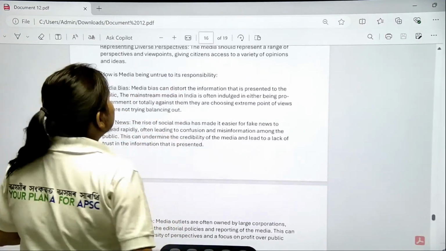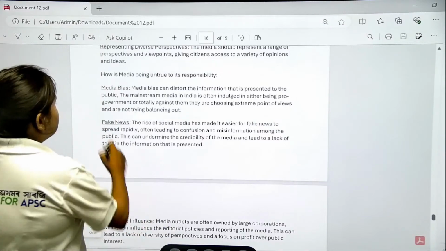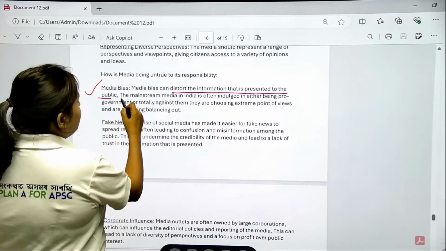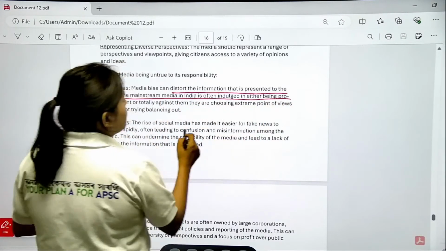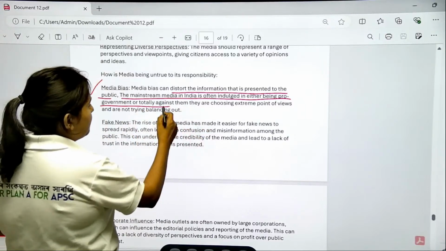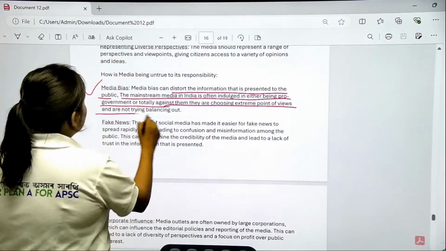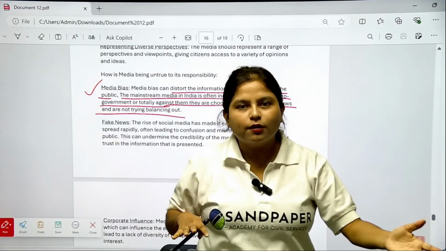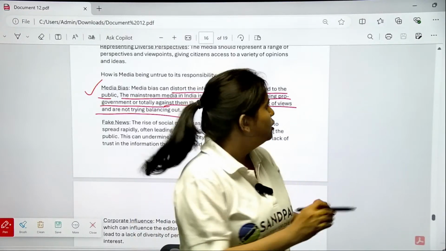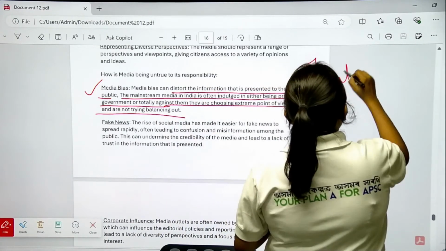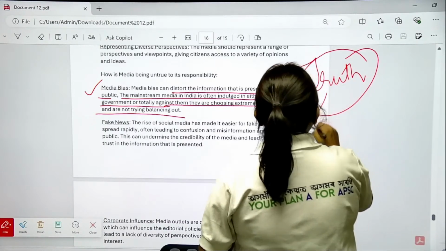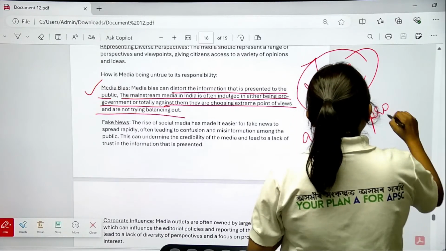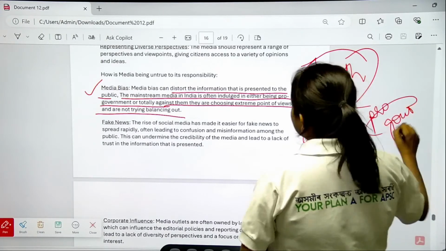How is media being untrue to its responsibility? Media bias. Media can distort the information that is presented to the public. The mainstream media in India is often indulged in either being pro-government or totally against them. They are choosing extreme points of view and are not trying to balance out. The media's job is not to be pro or anti. The media's job is to show the truth. But what has happened is that the media has become either anti-government or pro-government. So what is that? That is media bias.